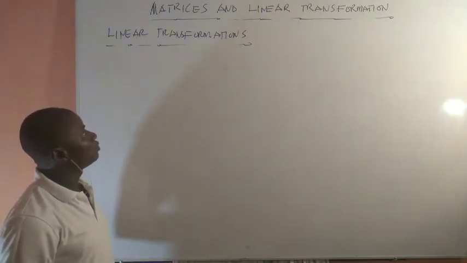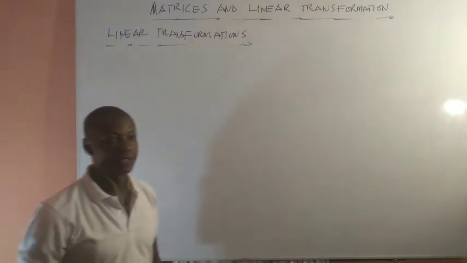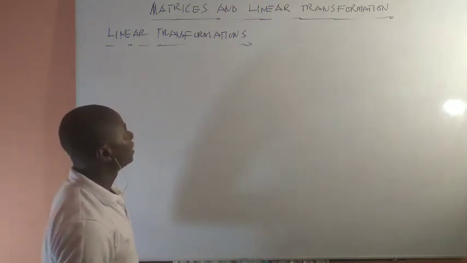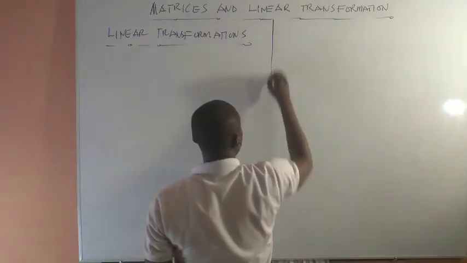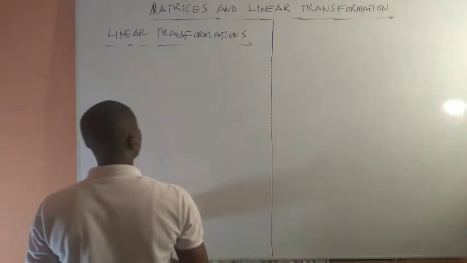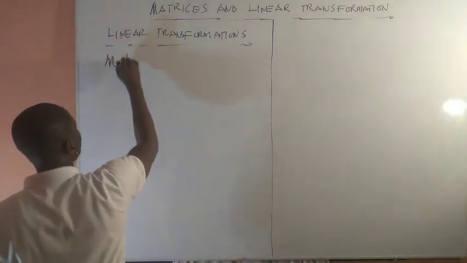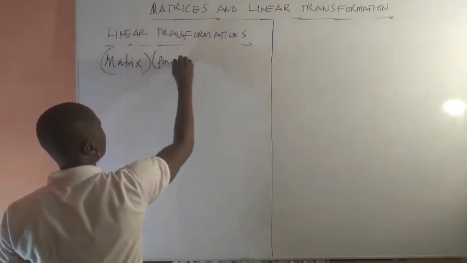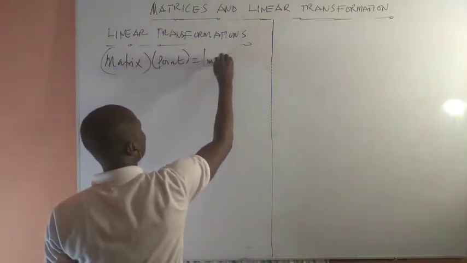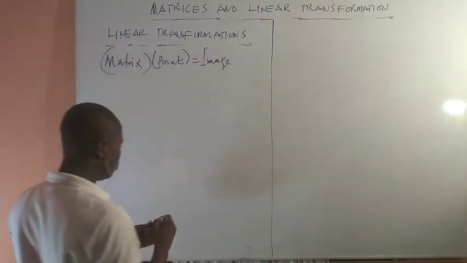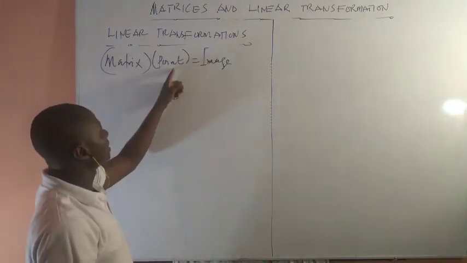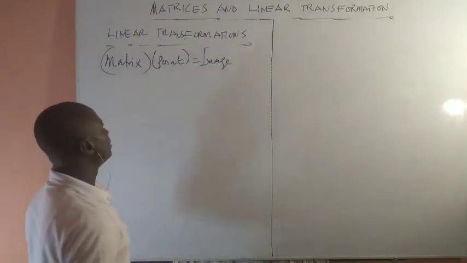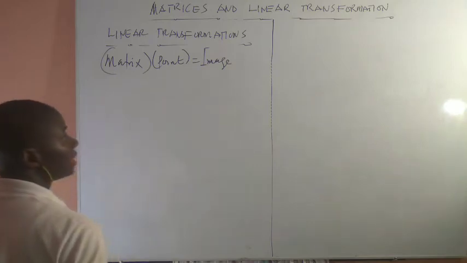In this particular episode, we are still looking at linear transformations. It's a continuation of what we started in our previous presentation. And we said in our previous presentation that when you multiply a matrix by a point, you will get an image. And what we said was you can transform a point under a particular matrix onto an image. And so let's take a look at another example.